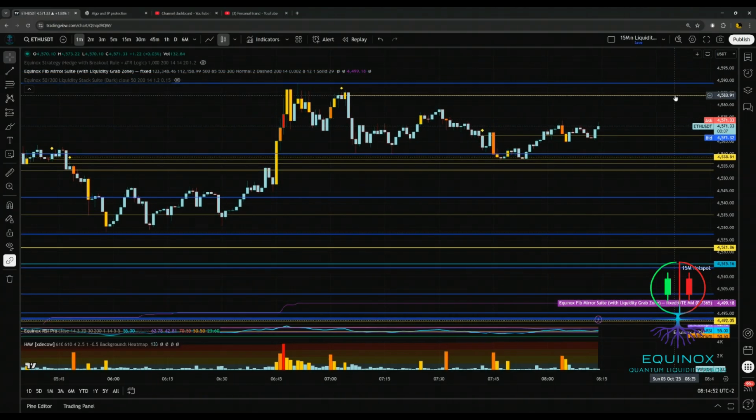Yeah, so watch this area over here, 4583 and 4553. You should see big volume spikes happening in this area. Also a lot of fake outs. This is where retail's stop losses are.